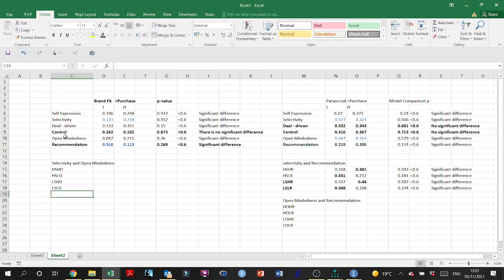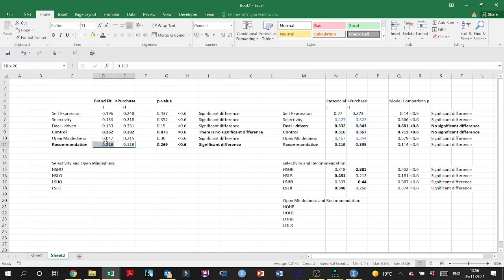So you can see if you are high on open-mindedness and even, but this is, oh, wait a minute, I'm so sorry, why is it in blue? You are highly selective, so the brand fit is supposed to be highly impactful on purchase. So I'm sorry, I put it in blue. I'm getting tired here. This is my third video since the morning.